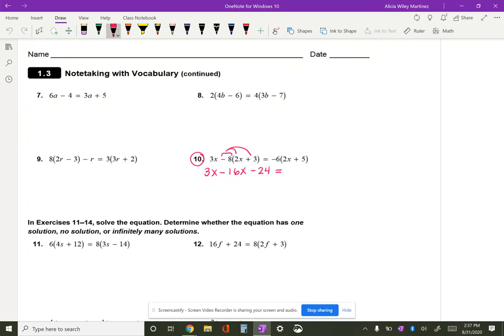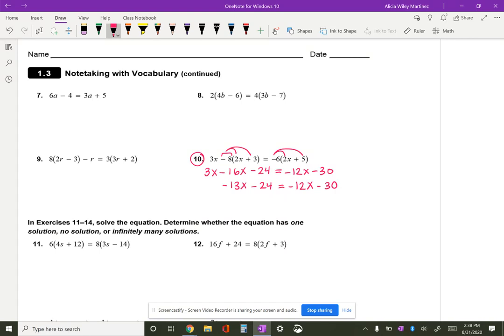Now the left-hand side has more simplifying to do, but I'll do that in the next step. I don't want to do too much at once because then I can start to mess up and make mistakes that could have been avoided by taking our time. On the right-hand side, I'm going to distribute the negative 6, giving me negative 12x minus 30. The right-hand side is completely simplified, but on the left-hand side, I have like terms to combine, which gives me negative 13x minus 24 equals, and I'm just going to re-copy this down, making sure I copy it down correctly.